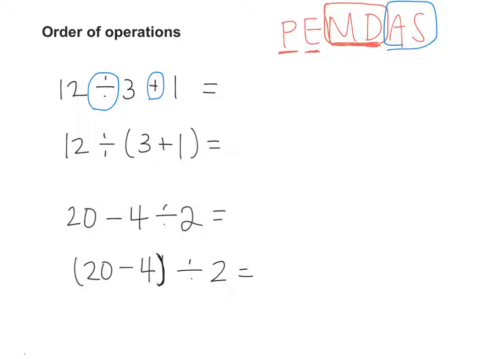So should we do 12 divided by 3 first or 3 plus 1 first? Good. So in this one, we would do 12 divided by 3 first, which is 4. So this is the same thing as 4 plus 1, which is 5. So the answer to that question is 5.